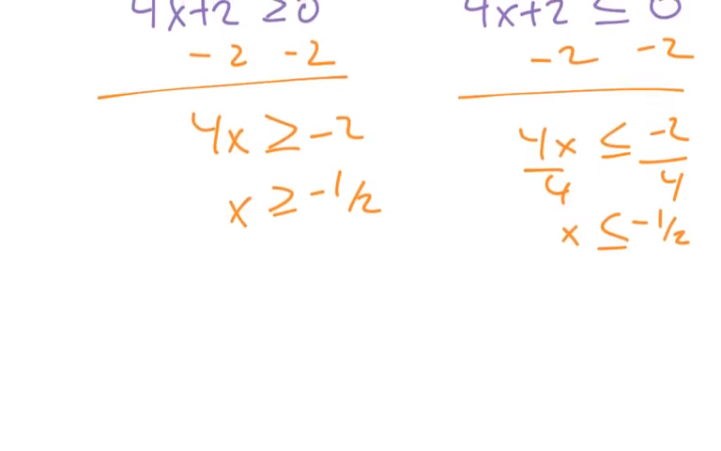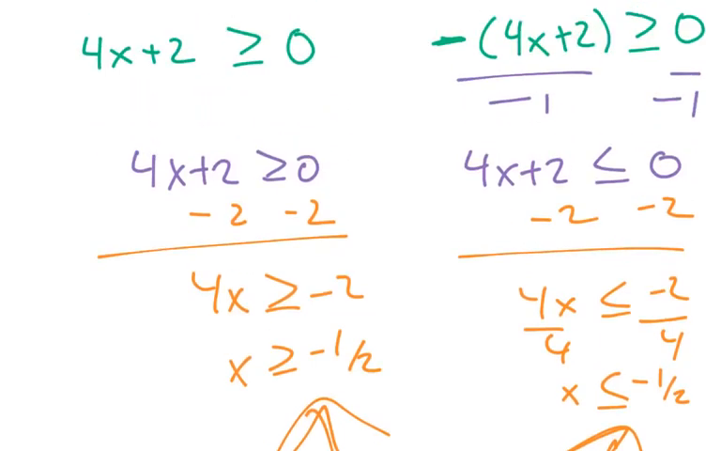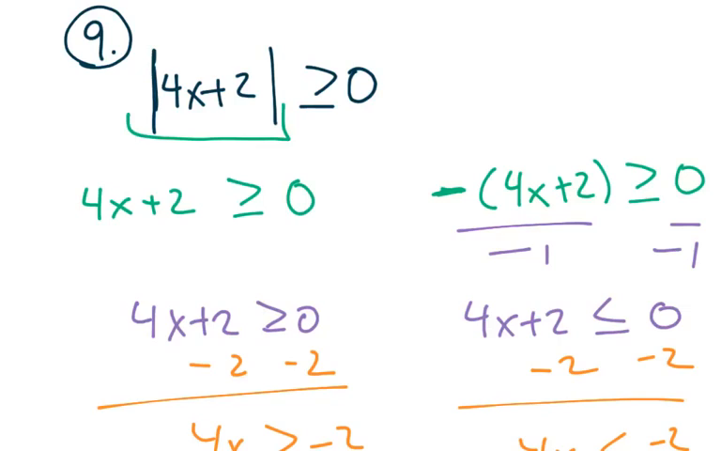And if we look at this, what we're getting is that x is greater than or equal to -1/2, and x is less than or equal to -1/2. And that would mean that it would be everything, right? And why does that make sense? Why would that be the case?